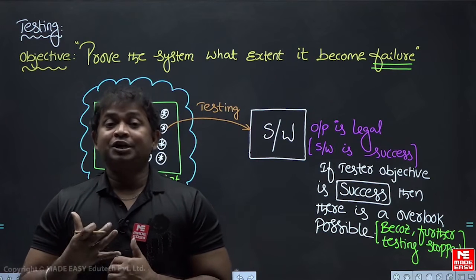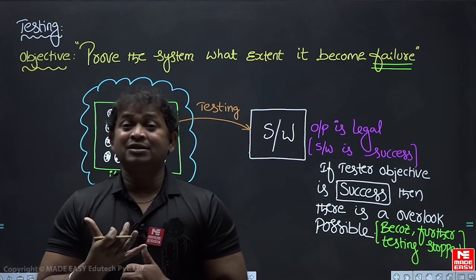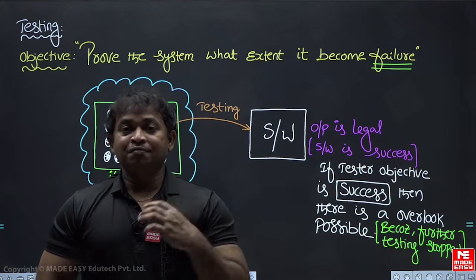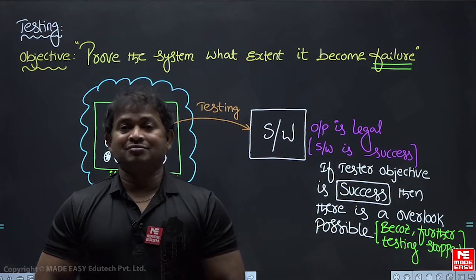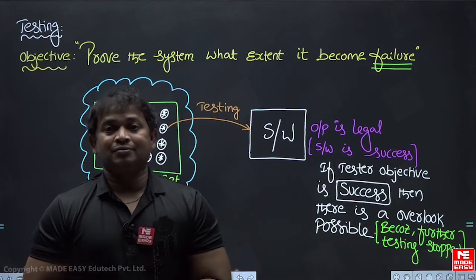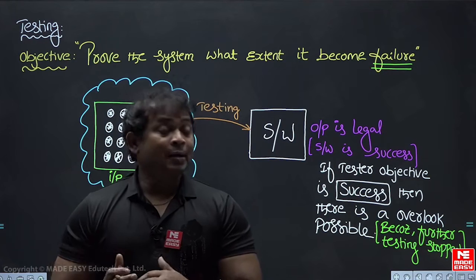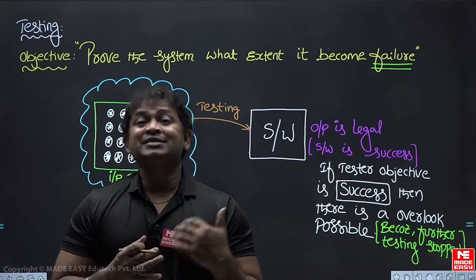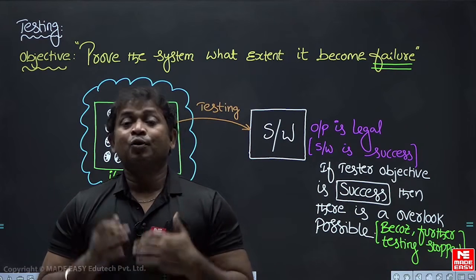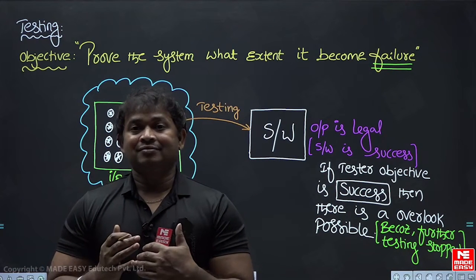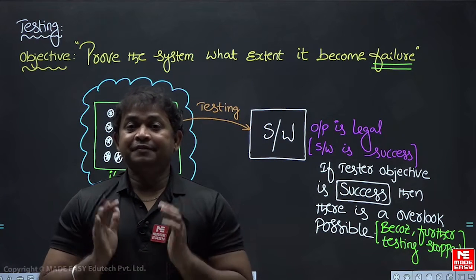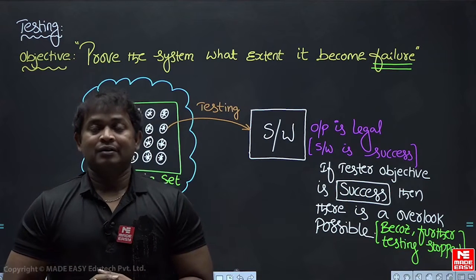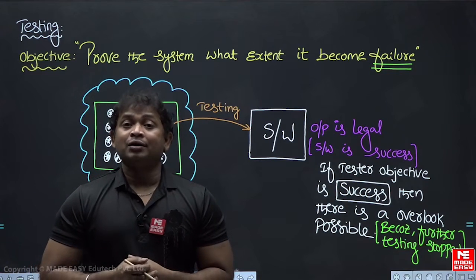Therefore, the objective of the testing team is to prove to what extent the system can fail. So failure is the major attention in the testing stage. For example, if the testing team sets the objective as success, to prove to what extent the system is a success, there is a possibility of overlooking.